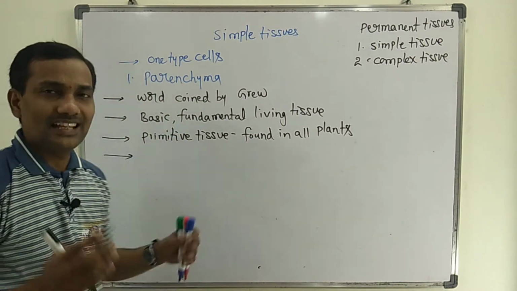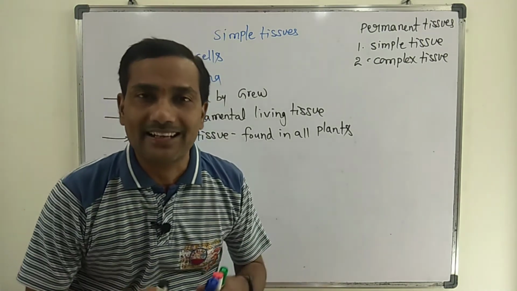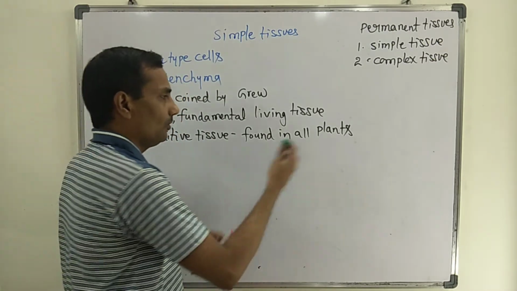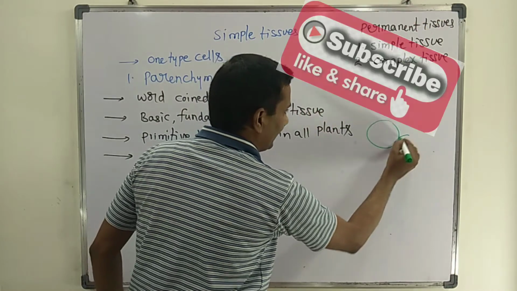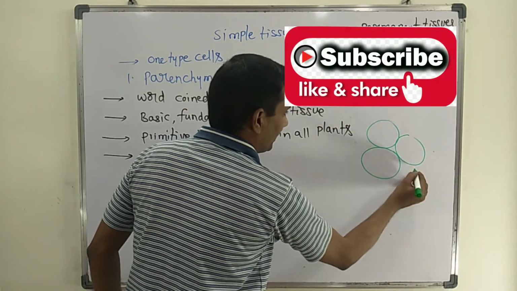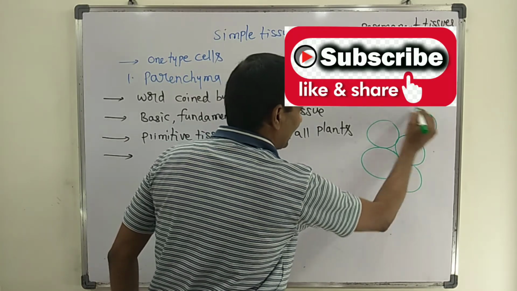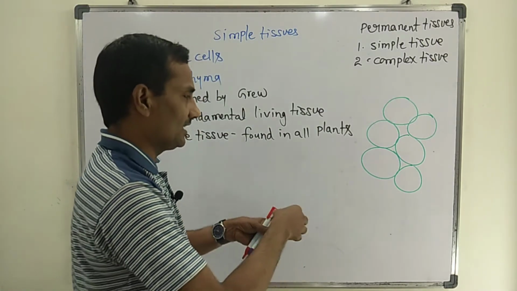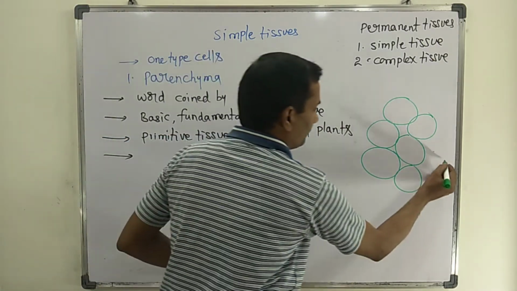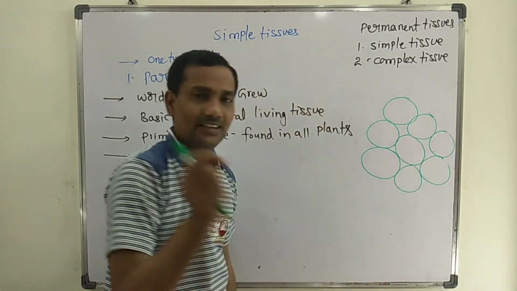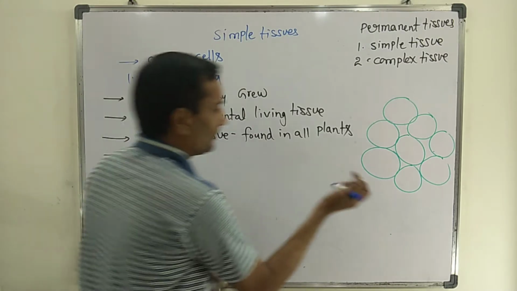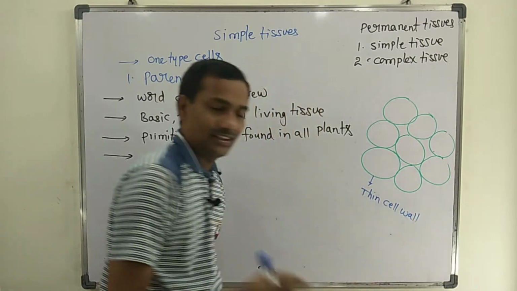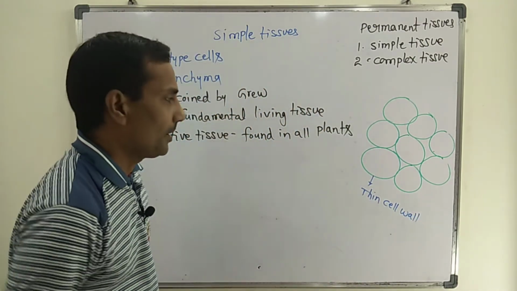Parenchyma cells may be compactly packed, or they may have small intercellular spaces. Now I am drawing the parenchyma tissue on the board. This is the total parenchyma tissue. The cell wall is very thin. Thin cell wall is a characteristic feature of parenchyma.